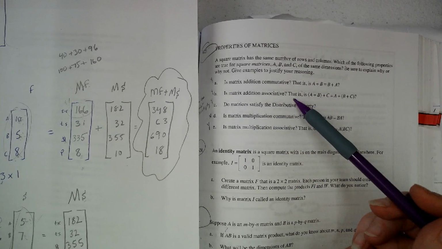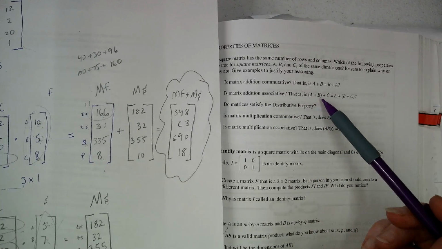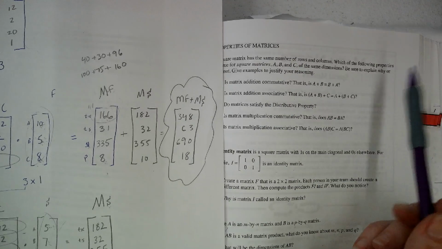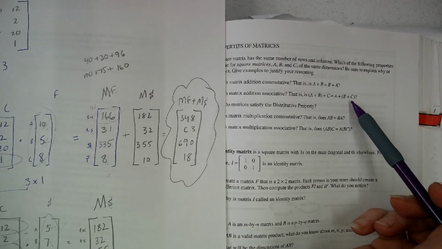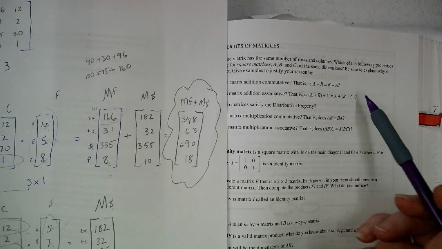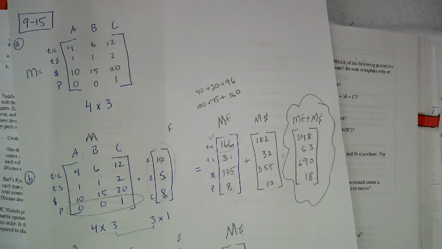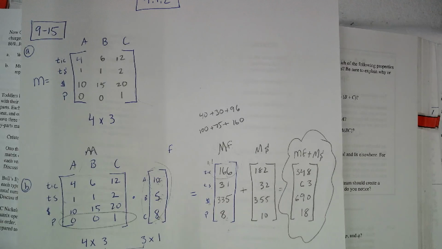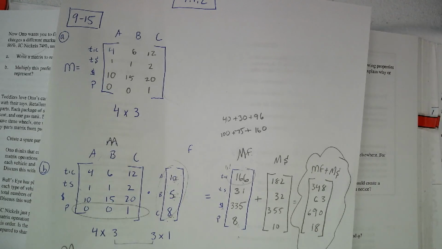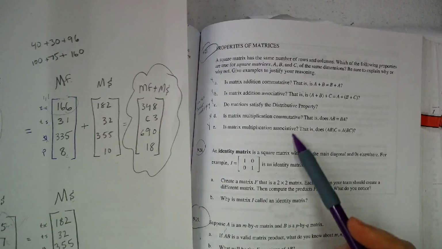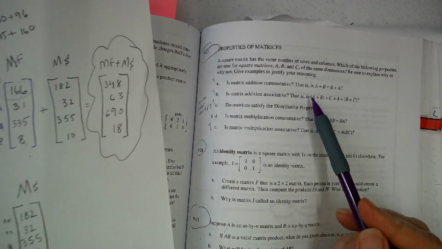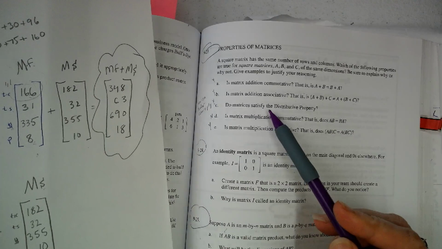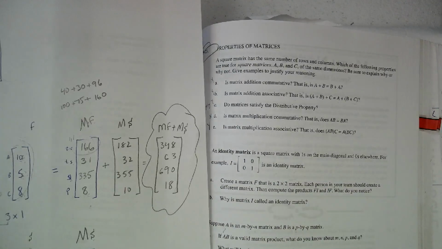Is matrix addition associative? That is, if I go A plus B and then add C to it, is that the same as if I add B plus C to A? Well, it turns out that's true also. I don't see an example of that, but you could try. You could make 3 matrices and add them together different ways, and you'll find out that yes, it is associative. And do matrices satisfy a distributive property? Yes, because we just did that here.